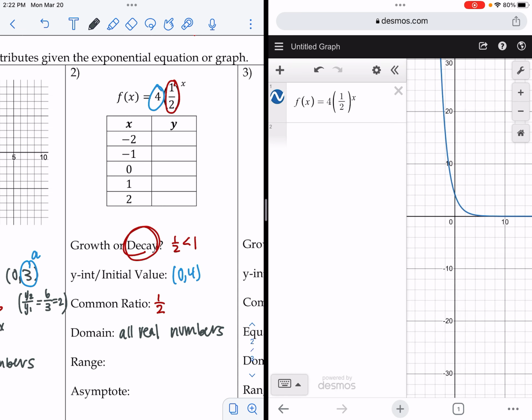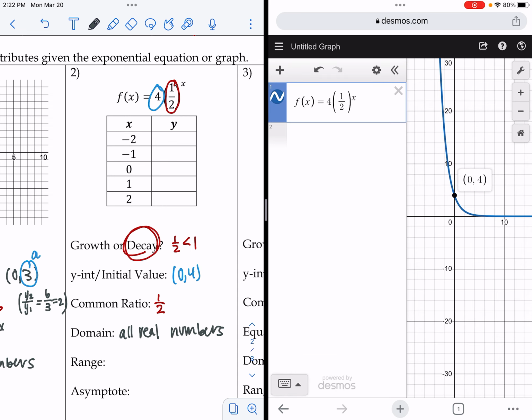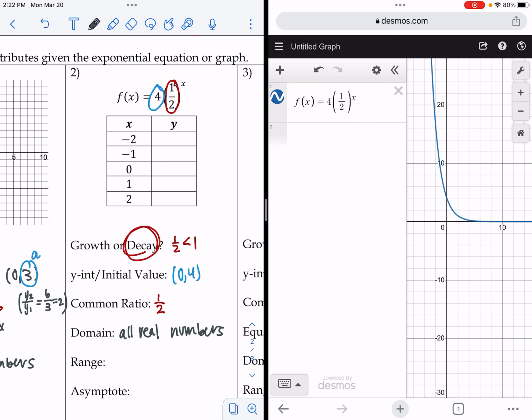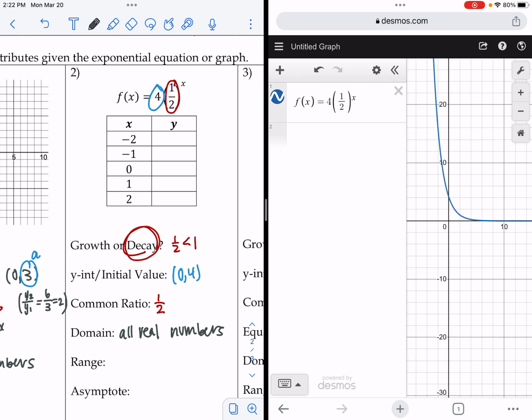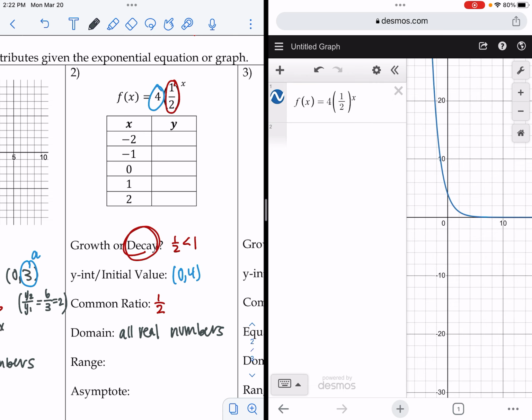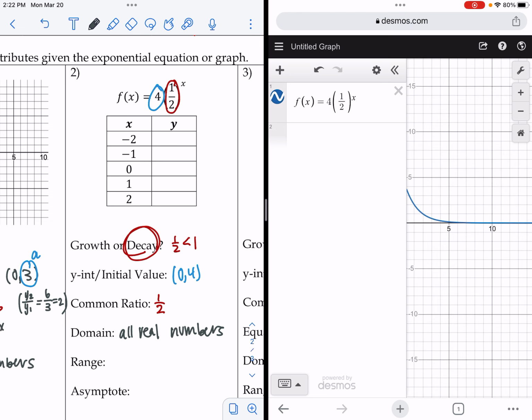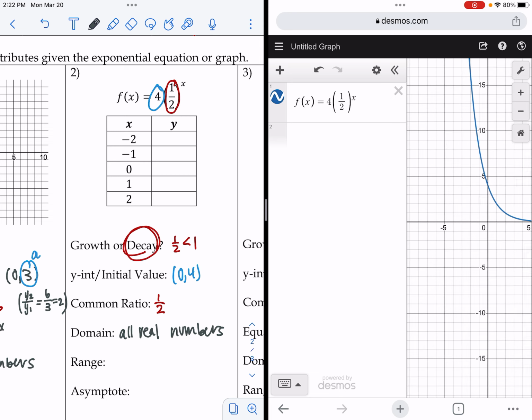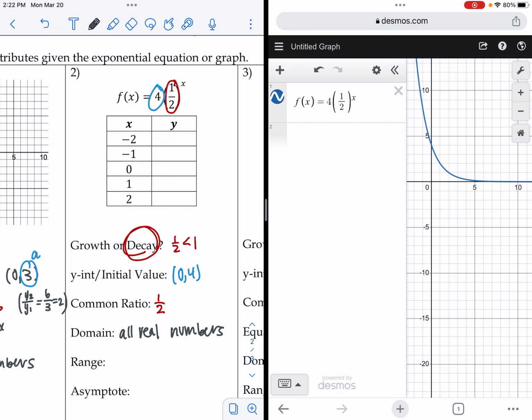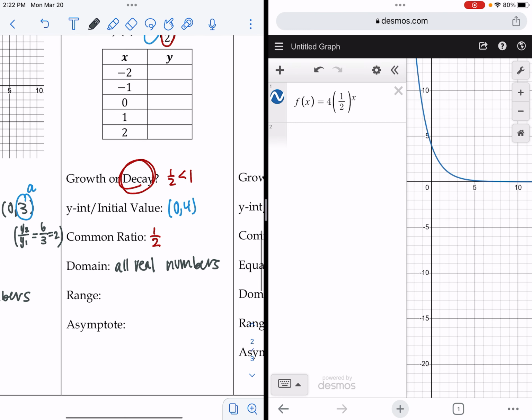Okay, and so here, see my y-intercept at 0, 4, and we can tell that it's obviously decay as it goes to the right. It's going to a flat line. The flat line is at y equals 0, and the graph is above that line. So asymptote is still 0, and we're still above, so y is greater than 0.